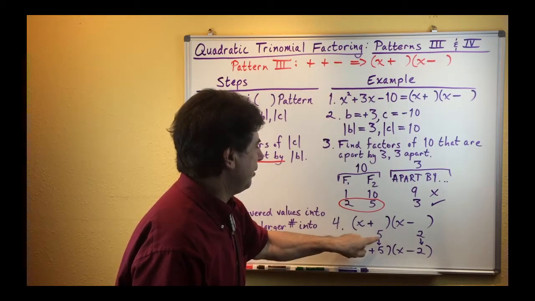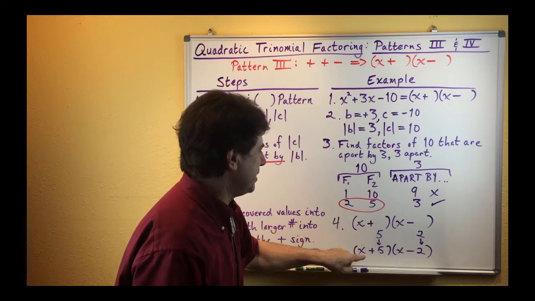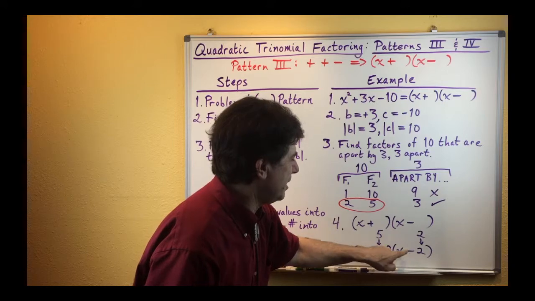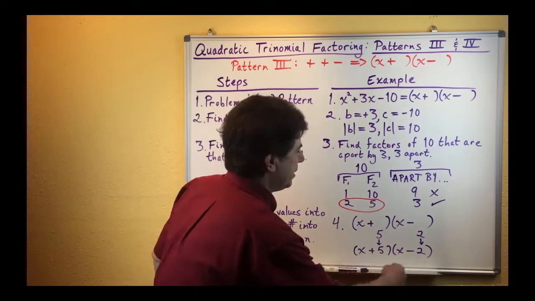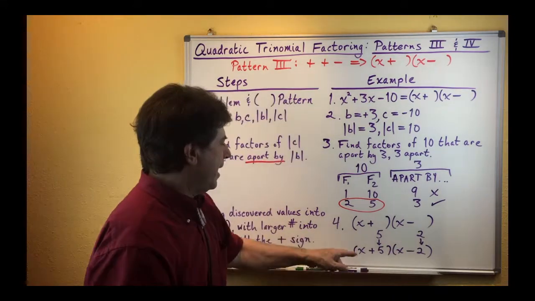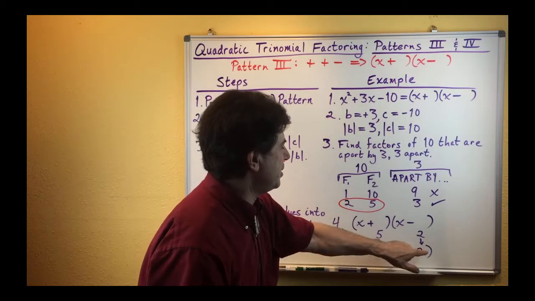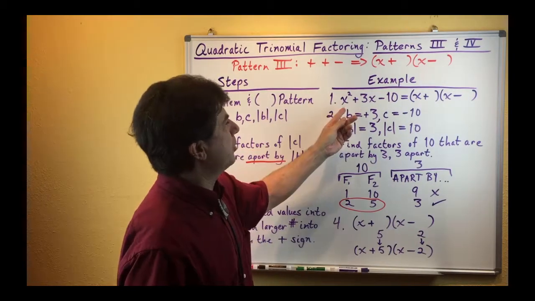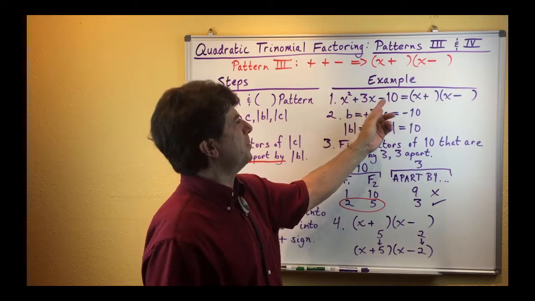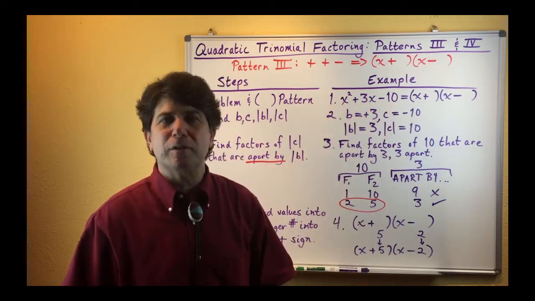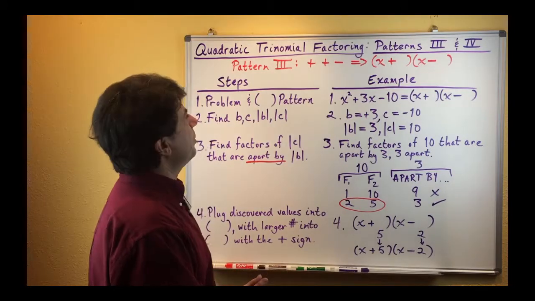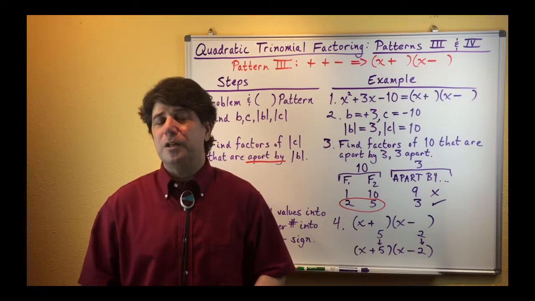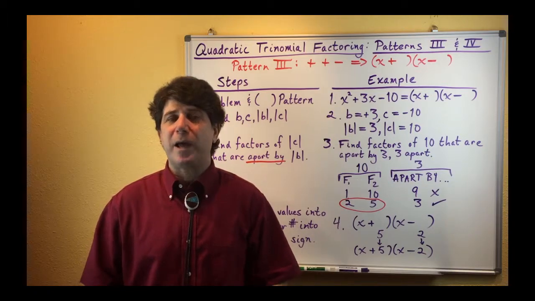We give the larger number 5 to the parentheses with a plus, so we get x plus 5. Smaller number to the parentheses with a minus sign, x minus 2. And right there, that's the factored form. X plus 5 times the quantity x minus 2 is the factored form of our original expression, our original trinomial, x squared plus 3x minus 10. Those two are absolutely equivalent. So that's how you do pattern 3. And in just a moment, I'll show you the very subtle difference that you have with pattern 4.